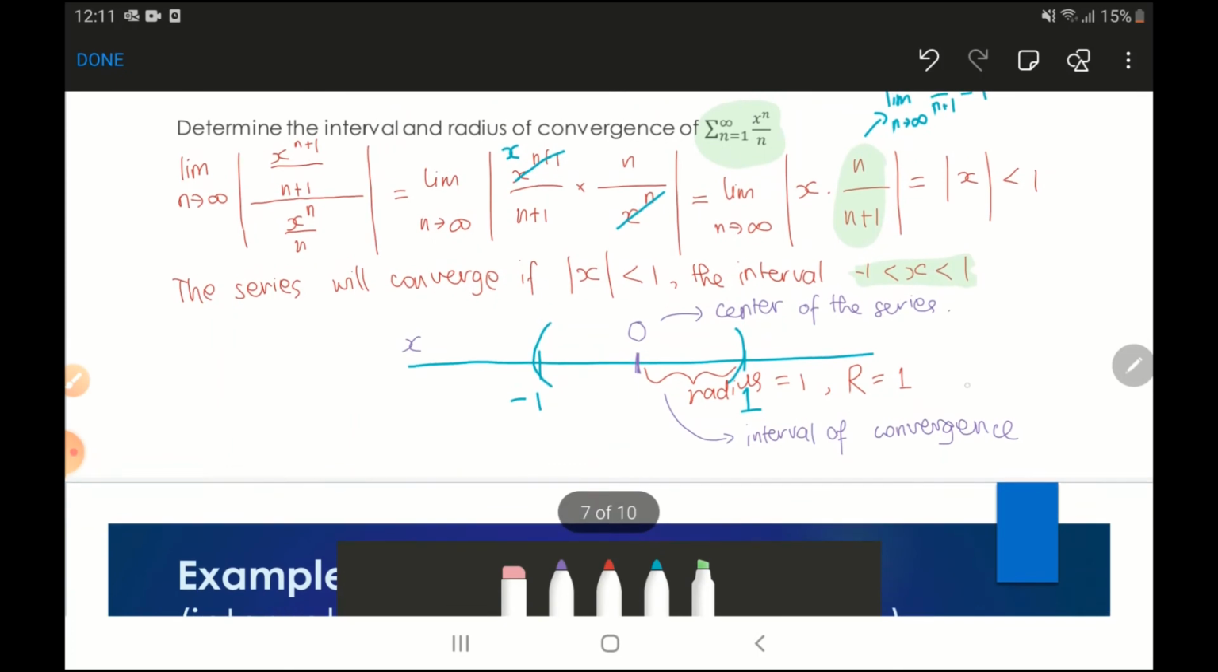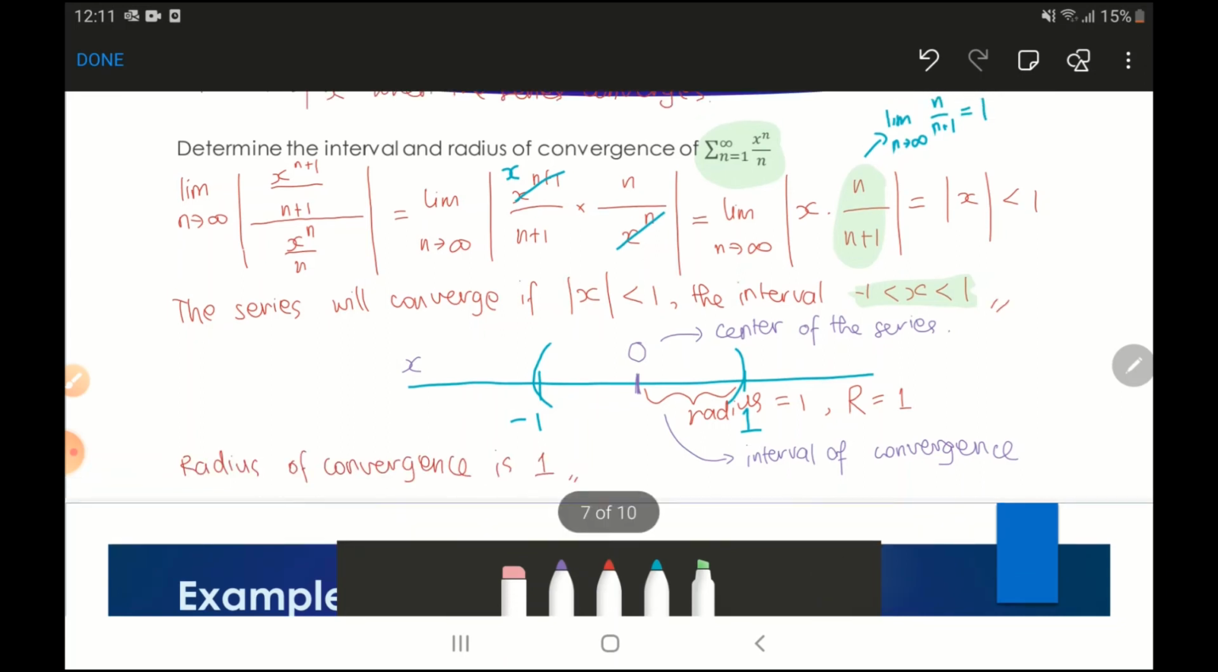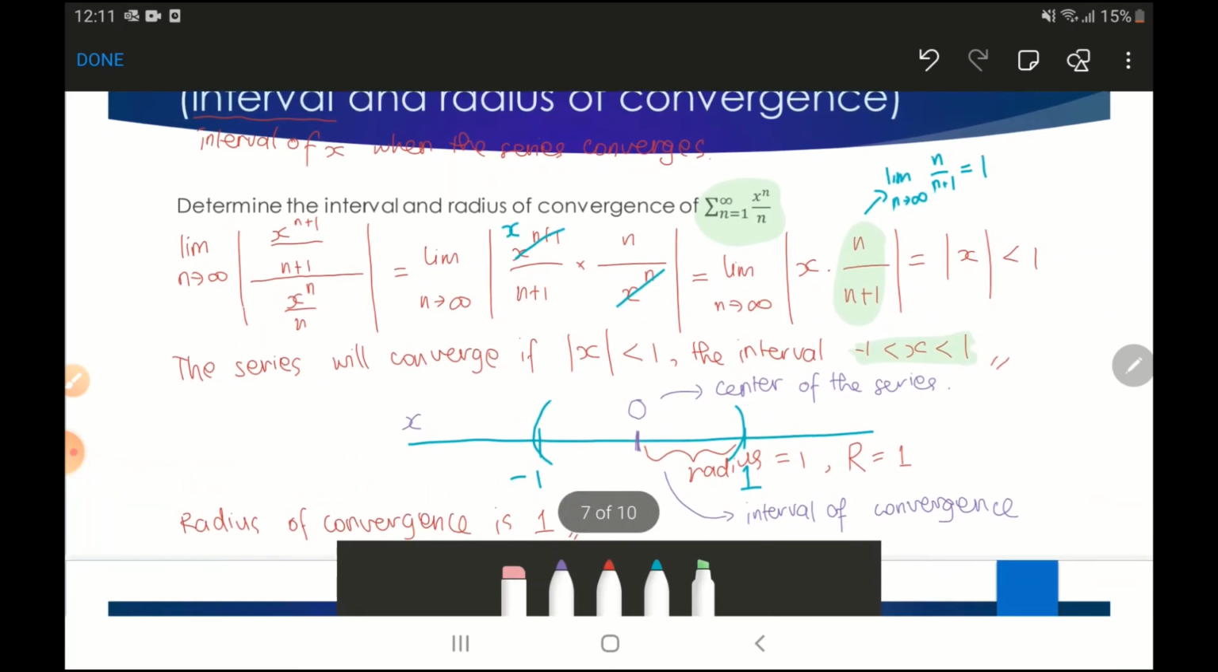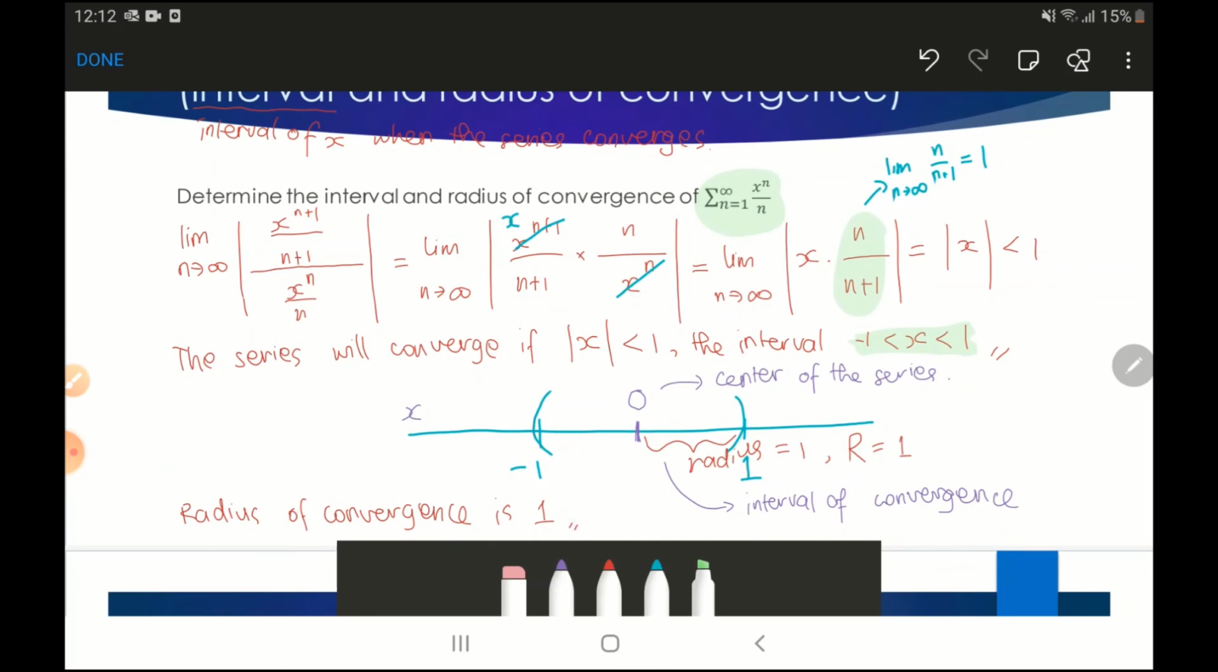Okay, so let me rewrite it. The radius of convergence is 1, and the interval is from -1 to 1. Okay, so now I'm going to show you how to visualize this series, what it means that it's convergent from x equals -1 to 1.